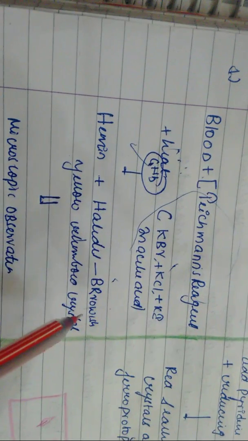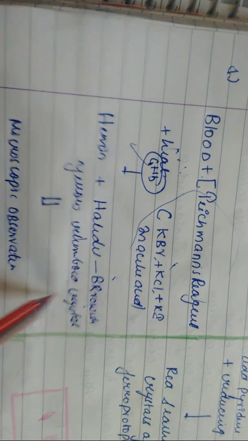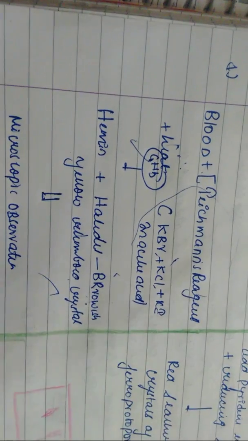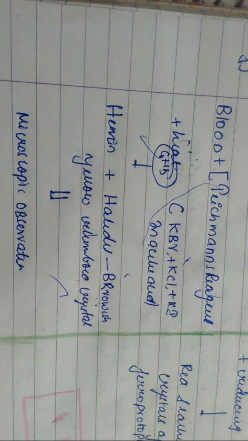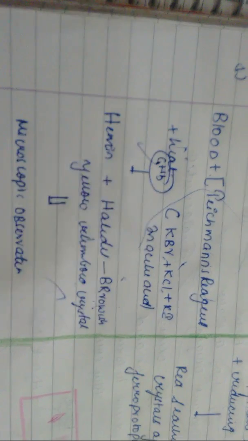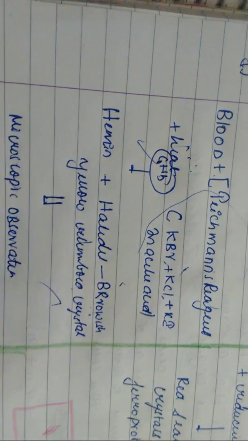It forms a brown yellow rhomboid crystal. So once you see the brown yellow rhomboid crystals, then you can confirm it, yes, the stains are perfectly blood stains. Right, so this is all it's written in our notes.